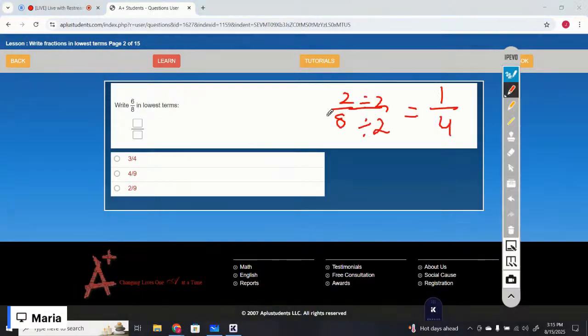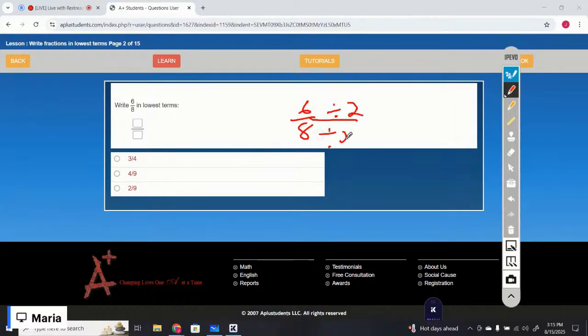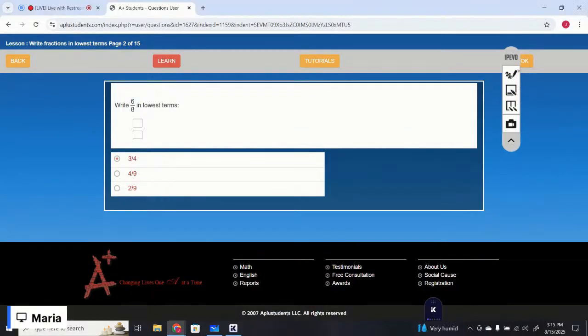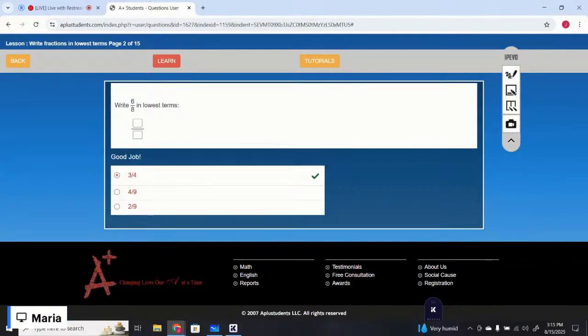Write 6 by 8 in lowest terms. So let's just find the greatest common number that can divide both numerator and denominator, that is 2. 6 divided by 2 is 3 and 8 divided by 2 is 4. That is 3 by 4. Option number 1 is the correct option.